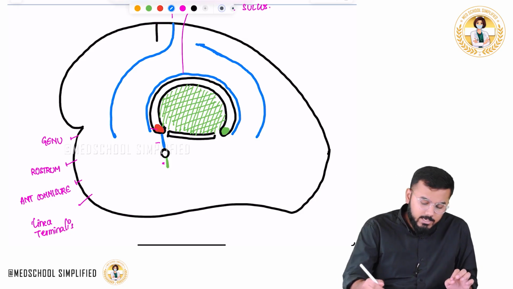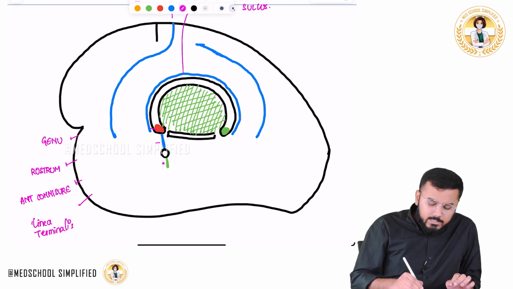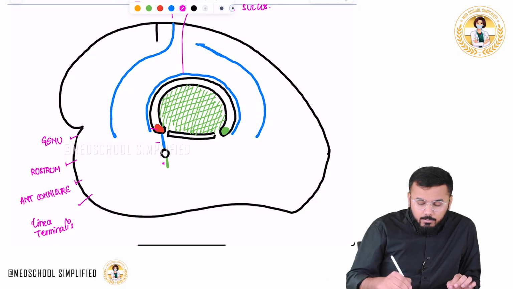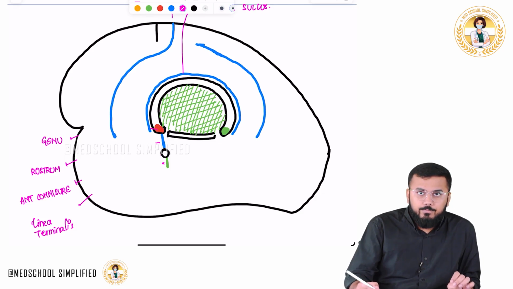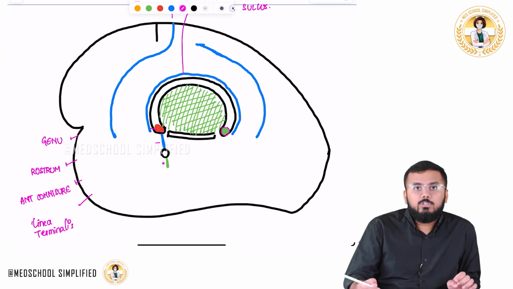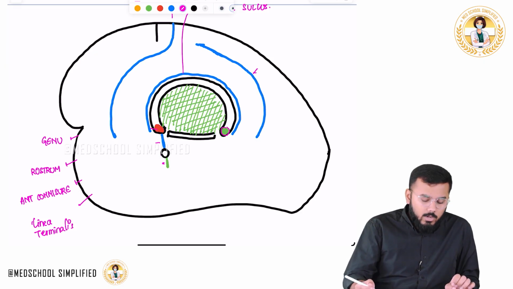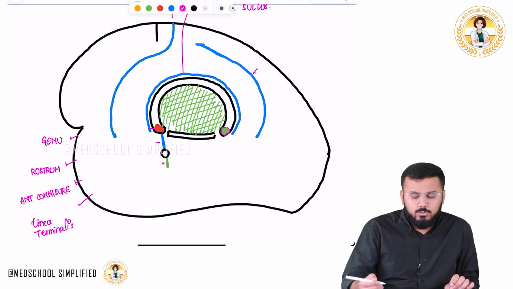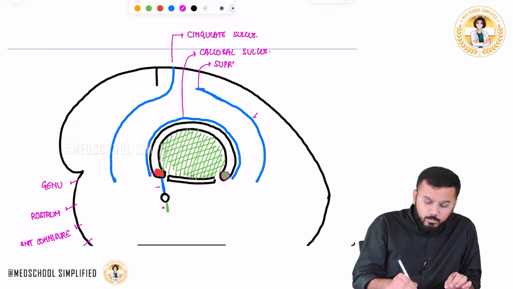Why is it called suprasplenial sulcus? Because one very important thing you have to see over here is that this red color one is called as genu, right? But this green color structure which you can see here is called as your splenium. And this sulcus is present right above the splenium. So you call this sulcus as suprasplenial sulcus. So let me write it down anyway. This one over here is your suprasplenial sulcus.